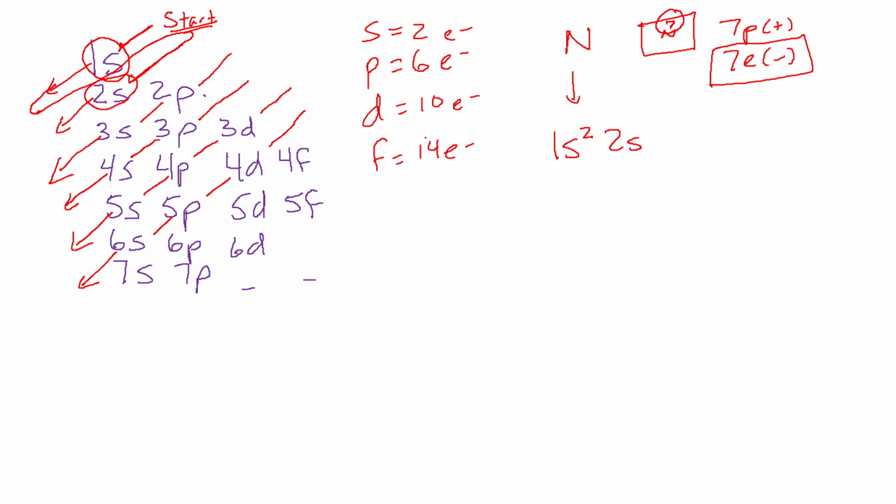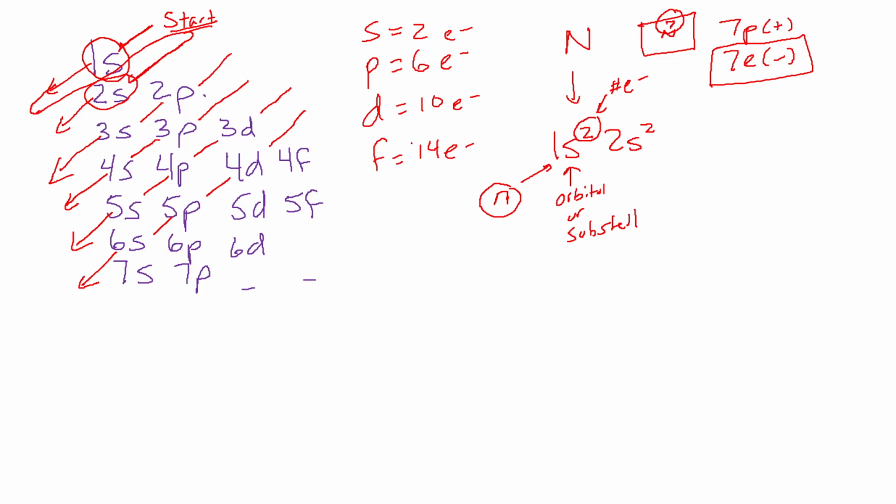2s2. Now, if you're not sure what each of these numbers means, a quick once over. The first number here is actually the n number, or the principal quantum number. So that is your energy level, basically. This is the orbital or subshell that the electrons are in. And the number up on top is the number of electrons in that subshell or in that orbital.